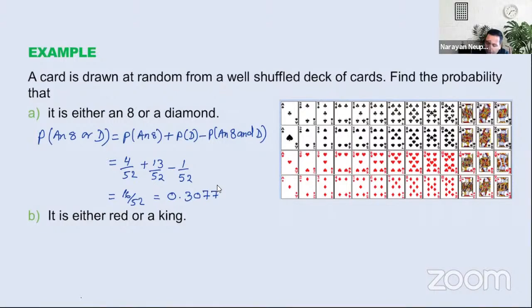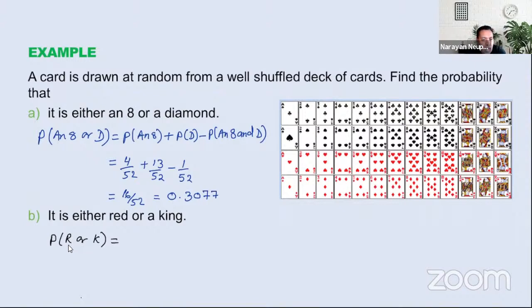Okay, now let's look at part B. In part B, the question is the same question. Find the probability that it is either a red card or a king. So probability of getting red or king. Because there is an or, we are going to use the addition rule, no doubt on that. If we are looking at a problem with or, it's the addition rule. Now we have to see whether there is anything in common or not.